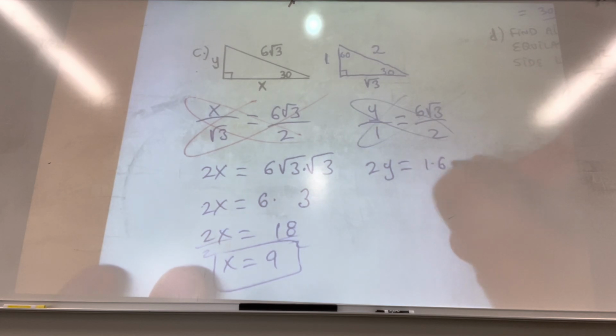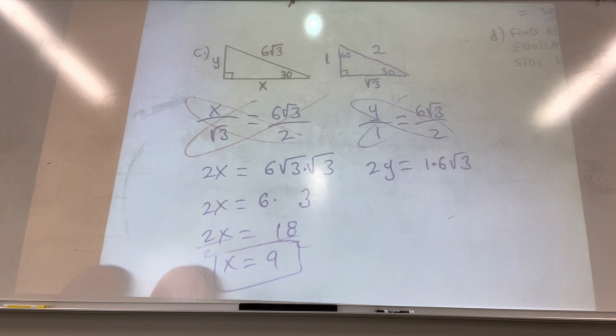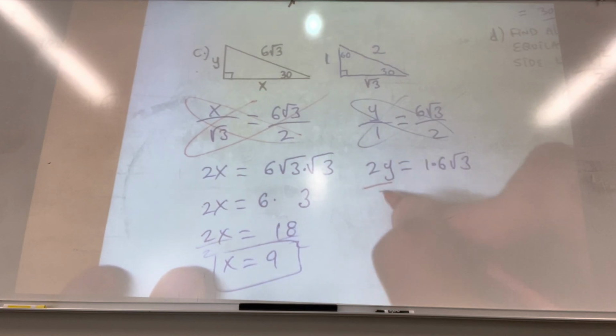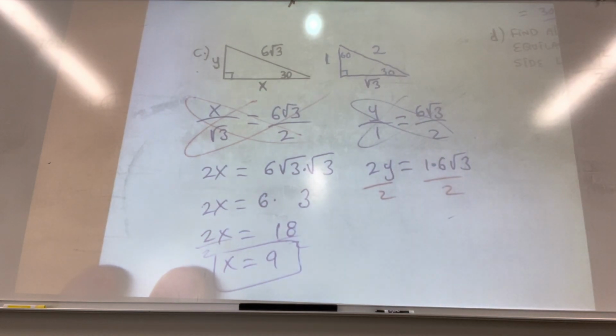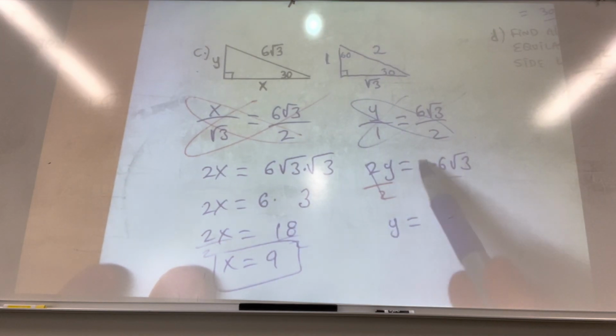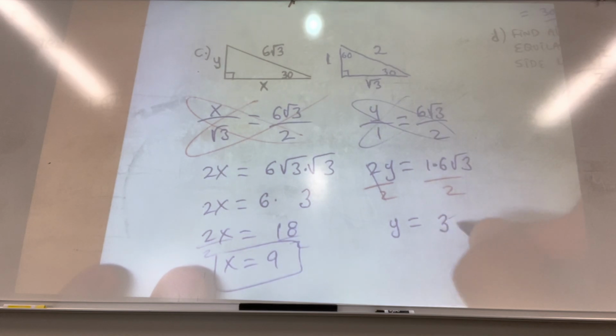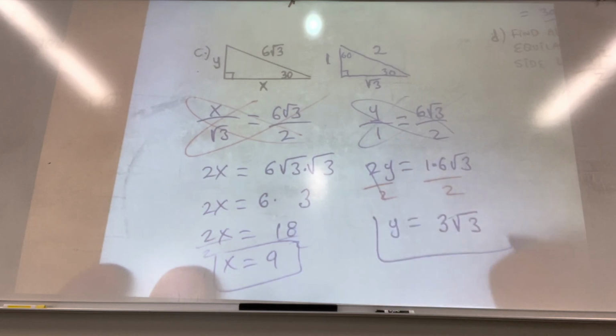I mean, you can do that if you want like this. But the 1 times 6 is just a 6, okay? And then what? Divide by 2. Mireya, what's 6 divided by 2? So this becomes 3 radical 3.